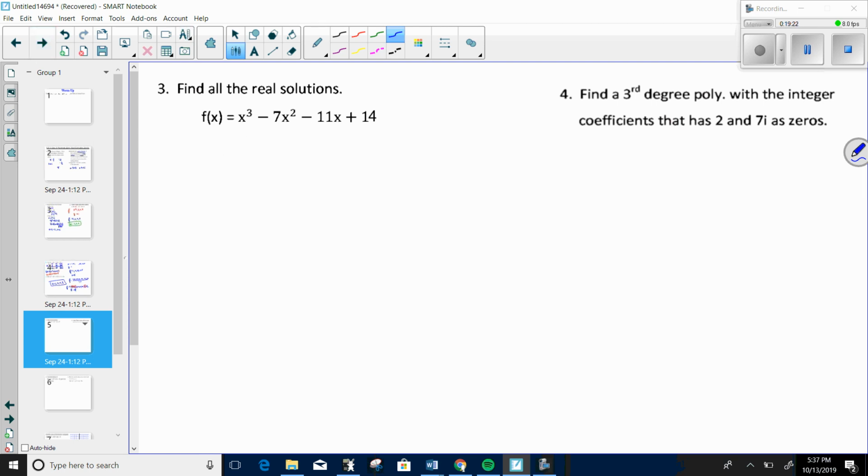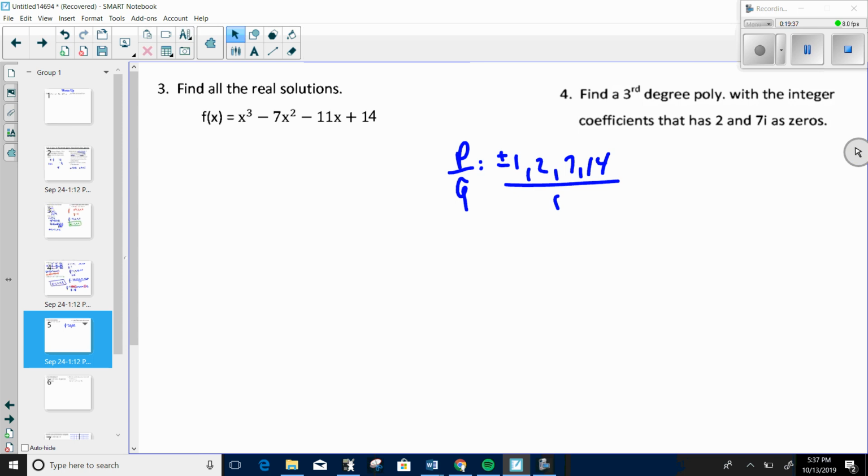Okay, that does not factor, so I'm going to do p divided by q. P over q, which is going to be 1, 2, 7, and 14, divided by 1. And the nice thing is dividing by 1 doesn't really do anything. Okay, so those are my p over q's. So then I'm going to use the graphing calculator.